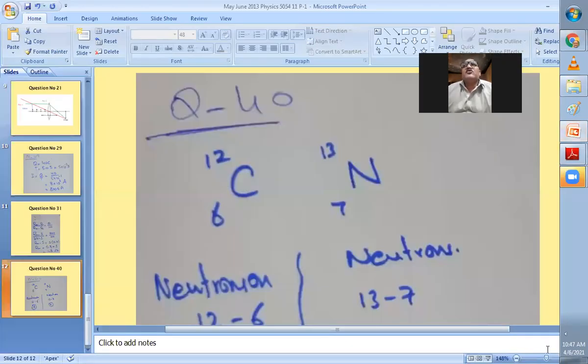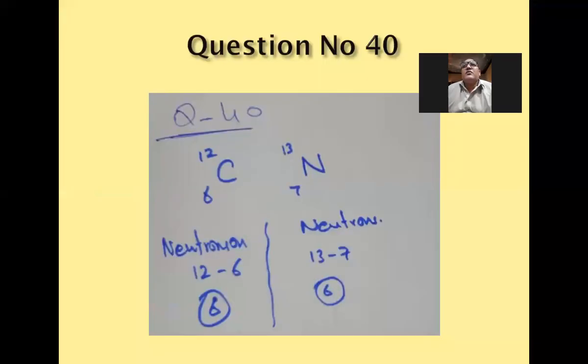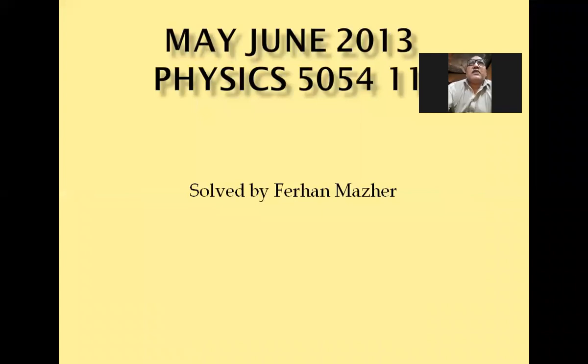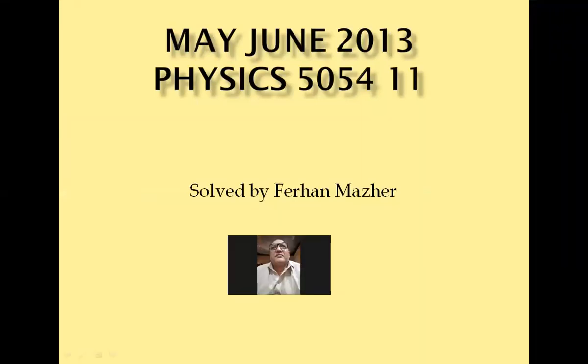So with this question we have reached the end. My dear students, today we have solved the May June 2013 Physics 5054-11 paper. It's an MCQ paper, and we have solved this MCQ paper from variant 1, or zone 1.